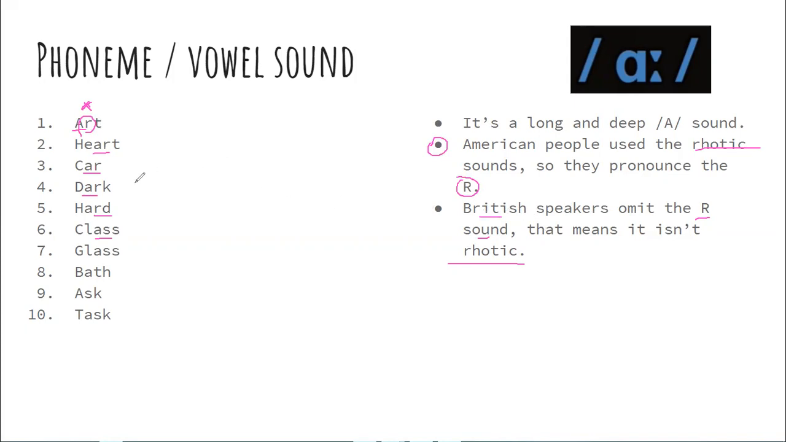Whereas in American English, we will have art, art. And also we have heart, we have car, we have dark, we have heart, and then we have hard. Can you notice a difference, people? See. Okay.